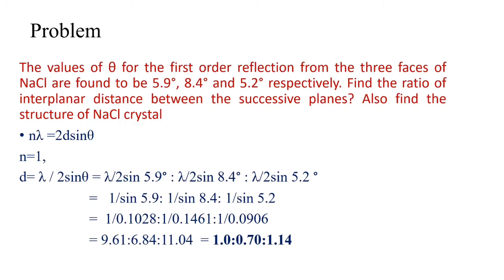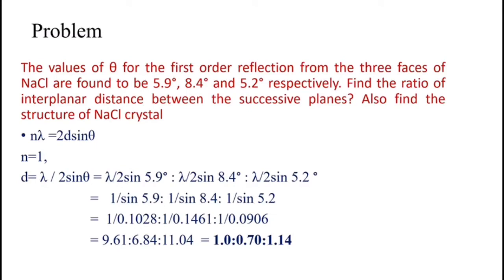So we know the Bragg's law, n lambda equal to 2d sin theta. n is the order of reflection, lambda is the wavelength, d is the interplanar distance and theta is the angle of reflection. So here we know this one is first order, so n equal to 1. Therefore we can write, because we have to find here the ratio of interplanar distance, d equal to lambda over 2 sin theta.